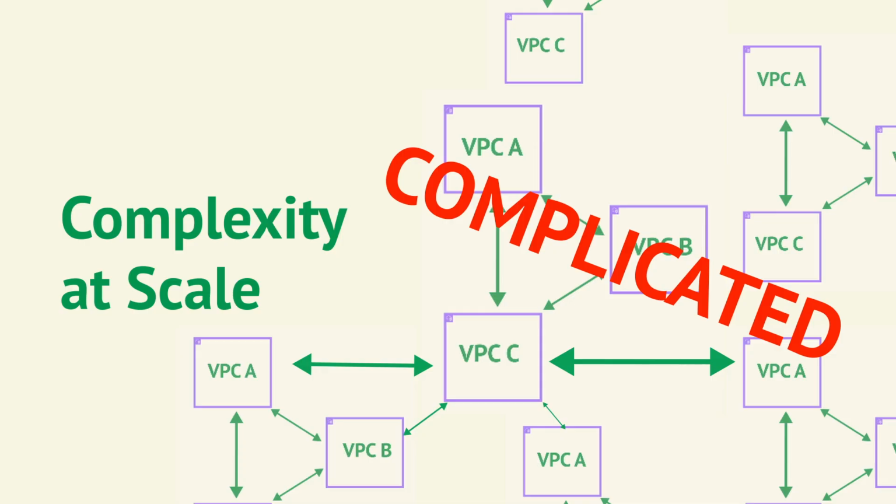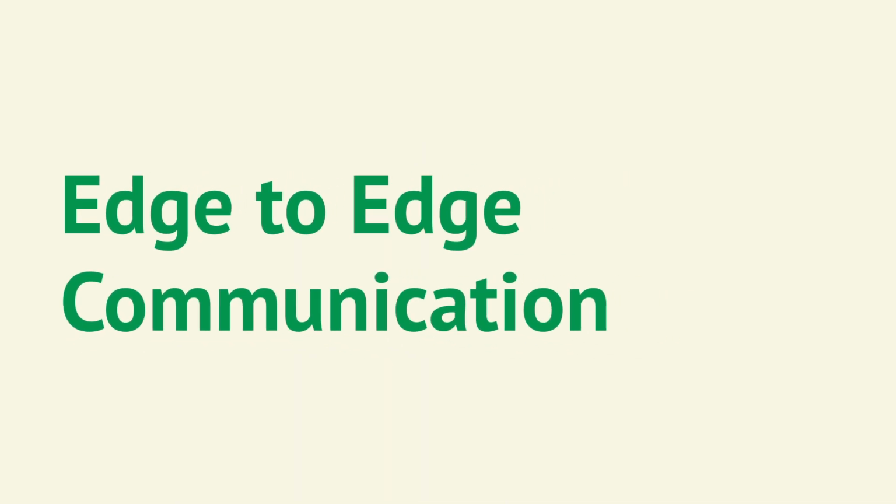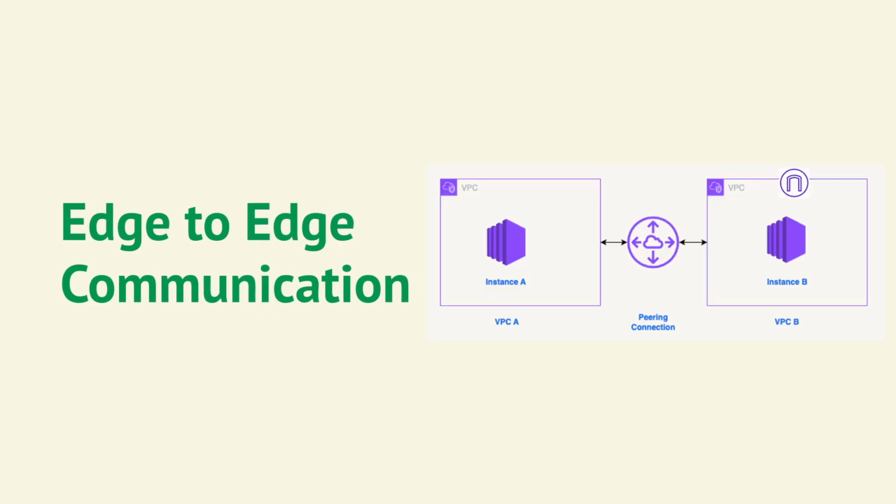Similarly, VPC peering does not allow edge-to-edge communication, meaning one VPC cannot use another VPC's edge connections, like a VPN gateway or an internet gateway, which means each VPC must establish its own direct connection to on-premise networks or external resources, rather than routing through a peered VPC's gateway.